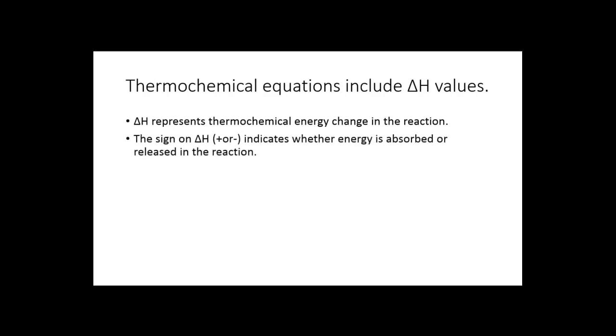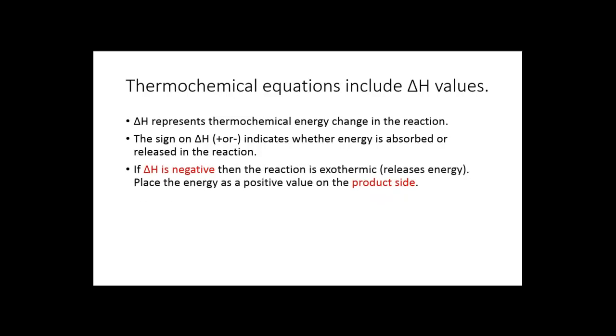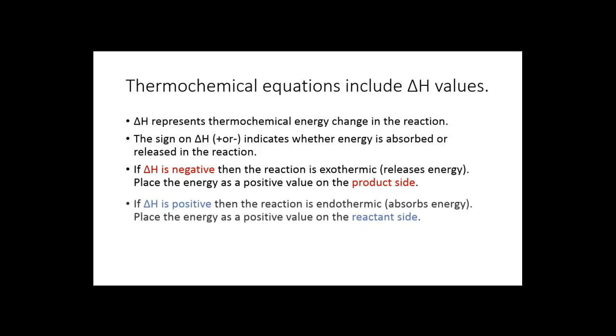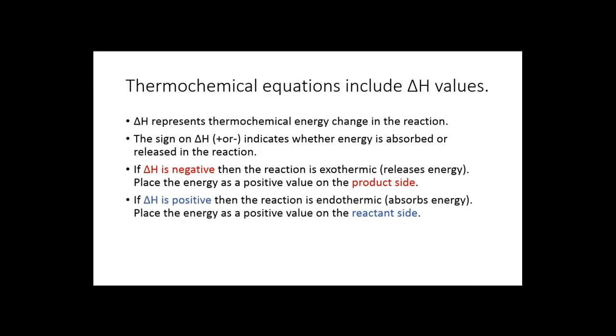Delta H values represent thermochemical energy change in a reaction. The sign on the delta H value, either positive or negative, indicates whether energy is absorbed or released in the reaction. If delta H is negative, then the reaction is exothermic and it releases energy. If that occurs, then you place the energy as a positive value on the product side. If the delta H value is positive, then the reaction is endothermic, meaning energy is absorbed. If that is the case, then you would put the energy value on the reactant side.